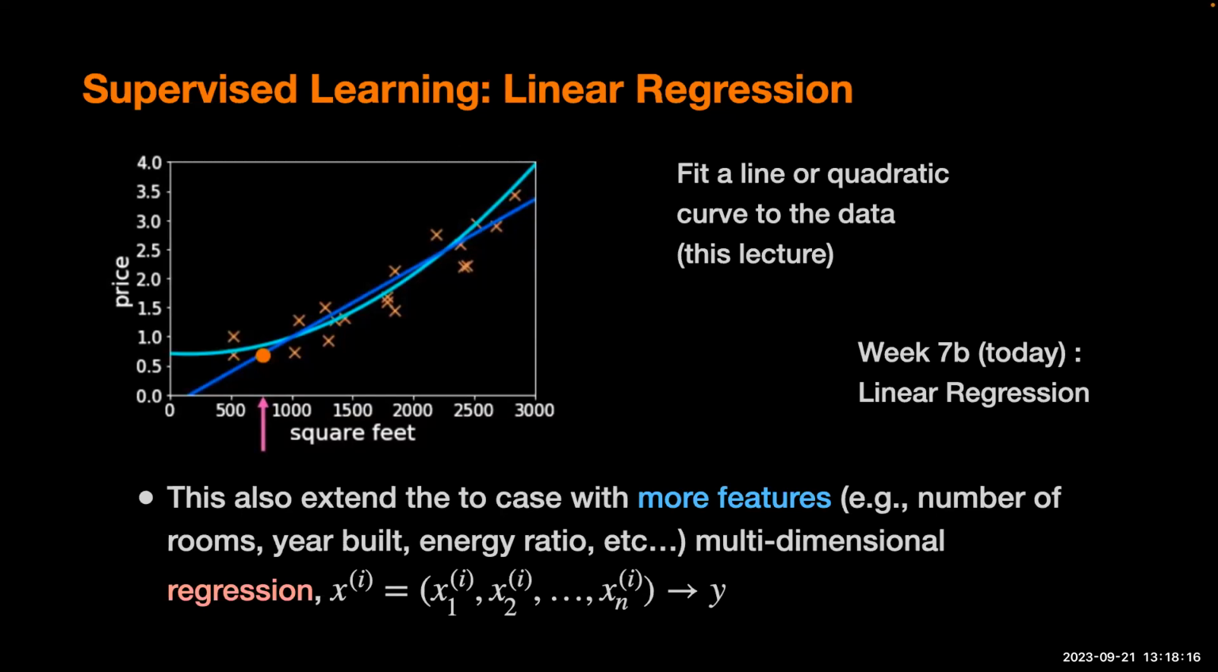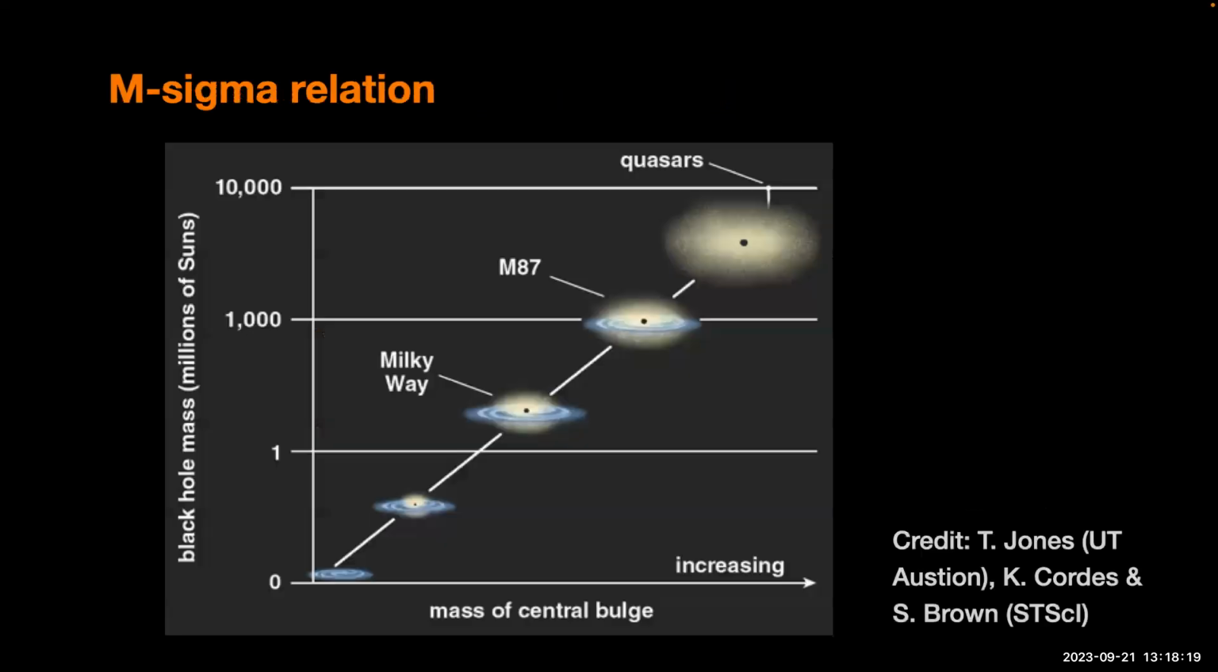You might ask, why is this important for astronomy? Sometimes just understanding there is a relation between X and Y tells you something about the underlying system. A good example is the M-sigma relation. What the M-sigma relation says is that there is a relation between the black hole mass on the y-axis and the galaxy mass, in particular the central bulge mass. And people have long seen that there is a strong relation between these two things.